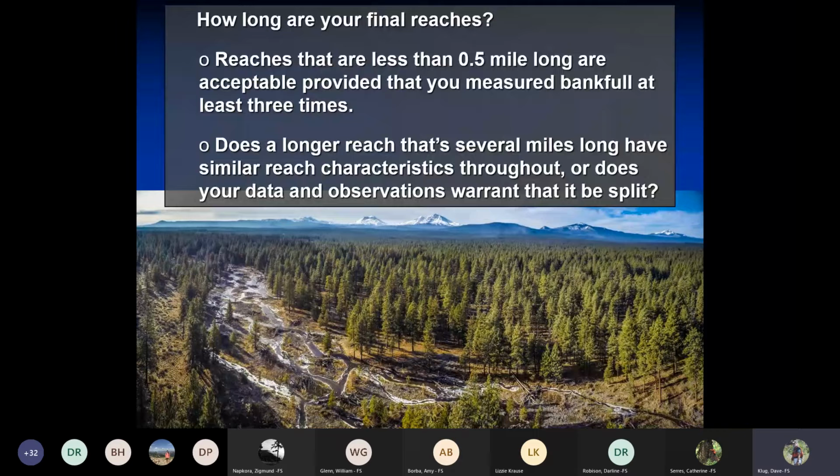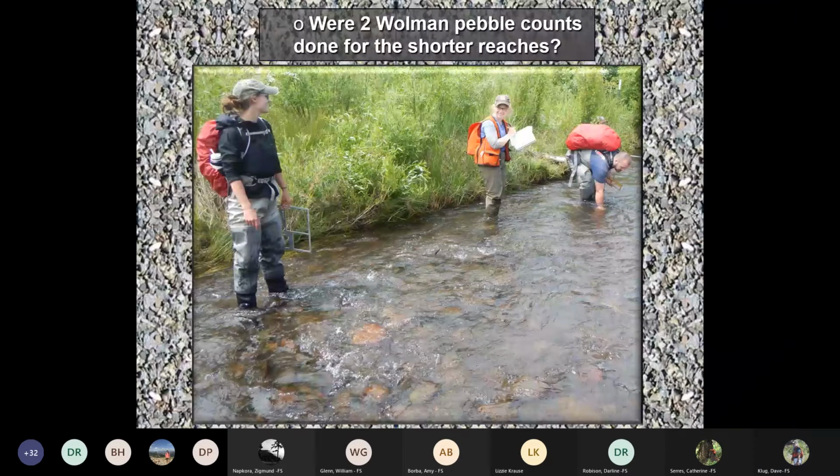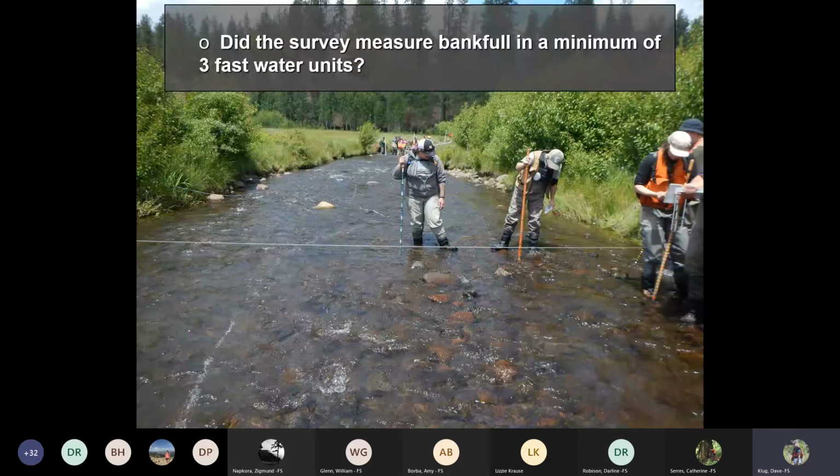Find out if there were actually 2 Wolman pebble counts. Make sure they were done even for the shorter reaches. And did you check your bankfull data in a minimum of 3 fast water units?